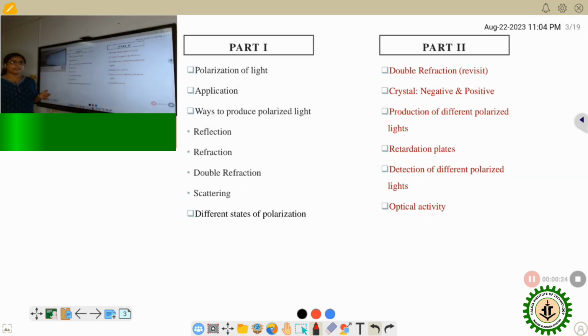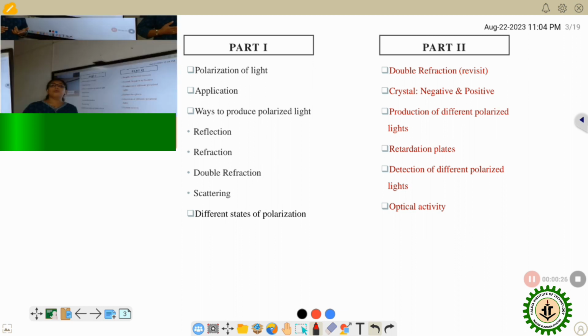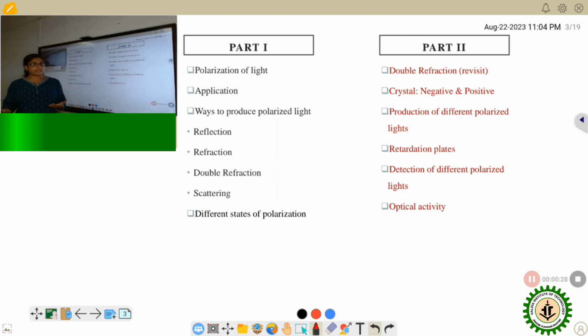There was polarization of light, that is what is polarization, what is unpolarized light, what is polarized light. Then we did some application of polarization of light. Then the main part was the different ways to produce polarized light, like reflection, refraction, double refraction and scattering. And finally we did some little bit discussion about different states of polarization or different states of polarized light.